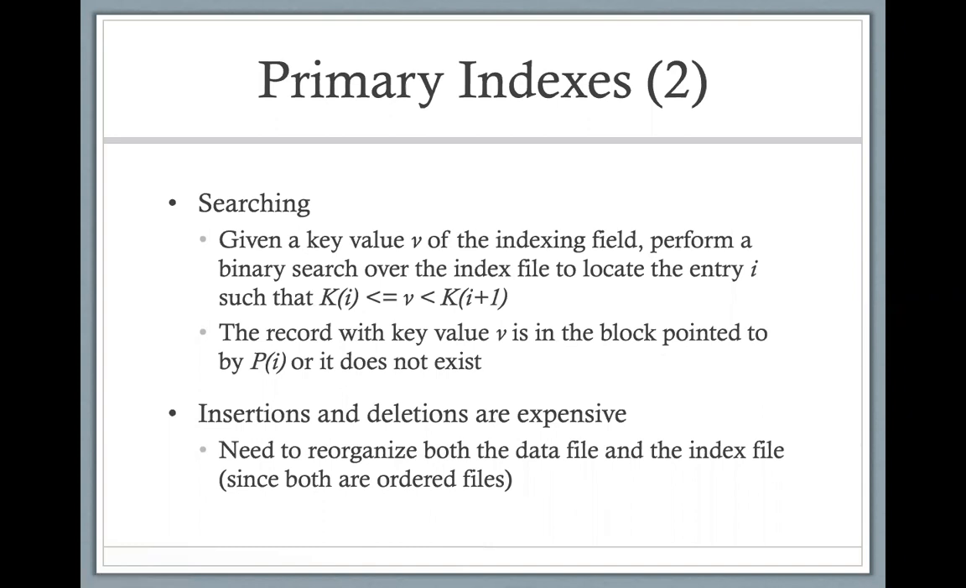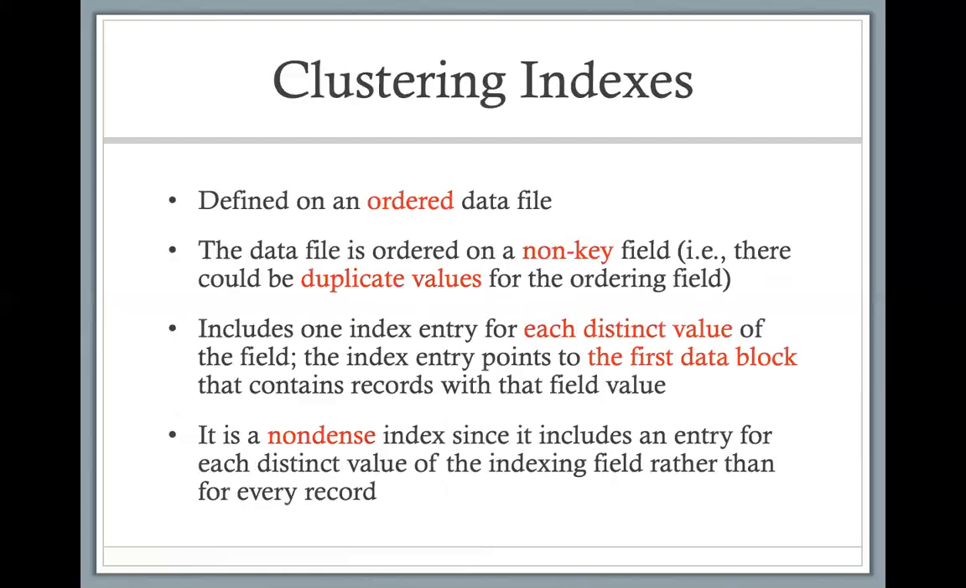Questions about primary indices? Okay, good. Now let's talk about clustering indices. So clustering indices are also ordered data files. So it's an index created on an ordered data file. So the file is sorted based on some attribute, but this attribute is not a key. So there could be duplicate values for the ordering field. So the table is sorted based on some field, and this field happens to have duplicate values in the table. Okay, so it's non-key. If I create an index on this ordering non-key field, it's called a clustering index.